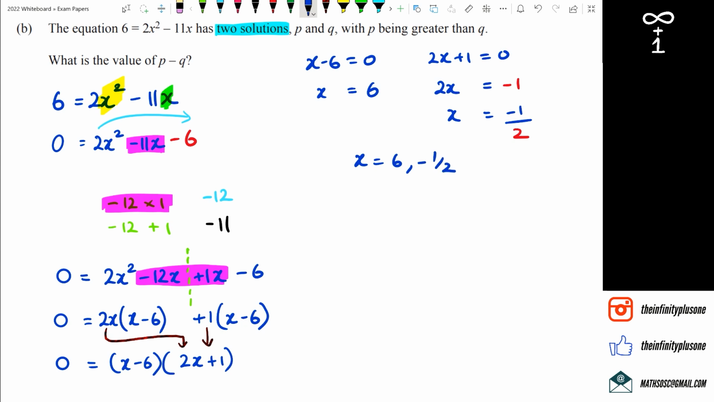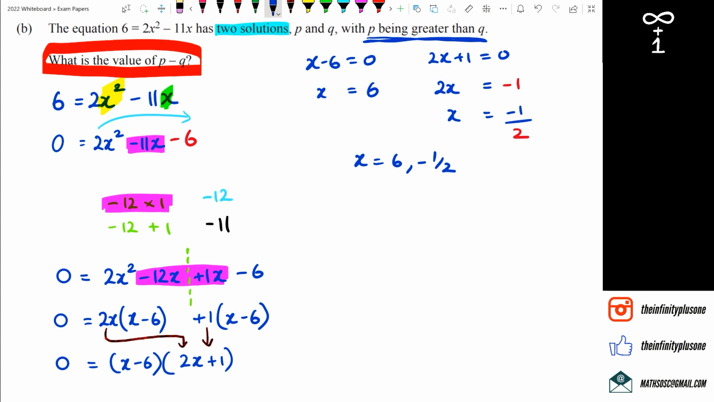But if you look at the question itself, it's asking us for the value of p minus q. Now, p and q are just the two solutions. So we can say that 6 is going to be p, because it says p is greater than q. Because of that, p is equal to 6 and q is equal to -1/2, which means if we do p minus q, we're going to get 6 minus -1/2, which is the same as 6 plus a half. So you can write that as 6.5 as your final answer.